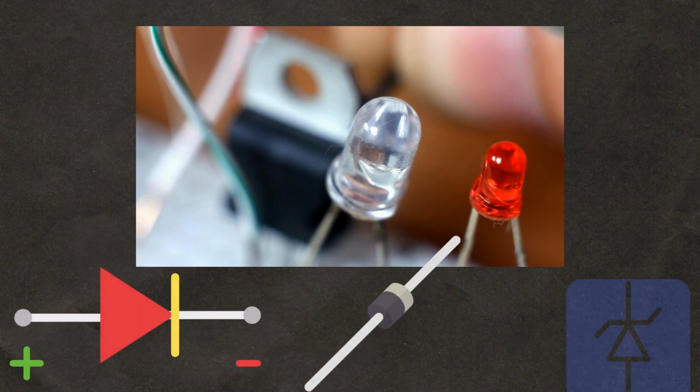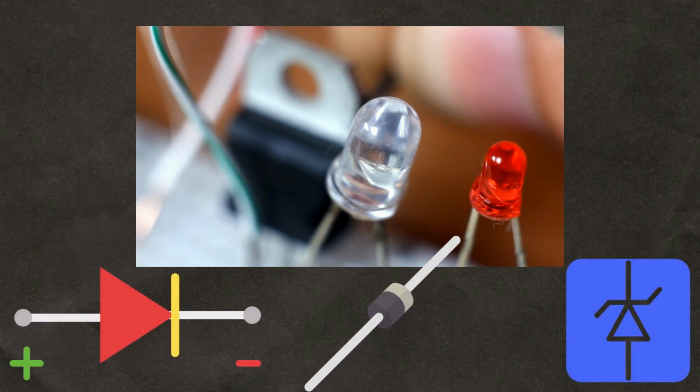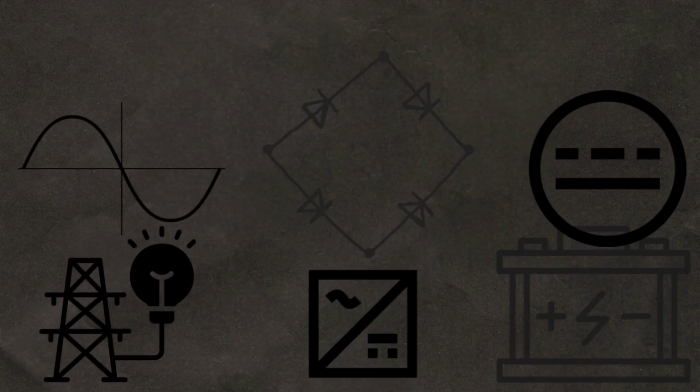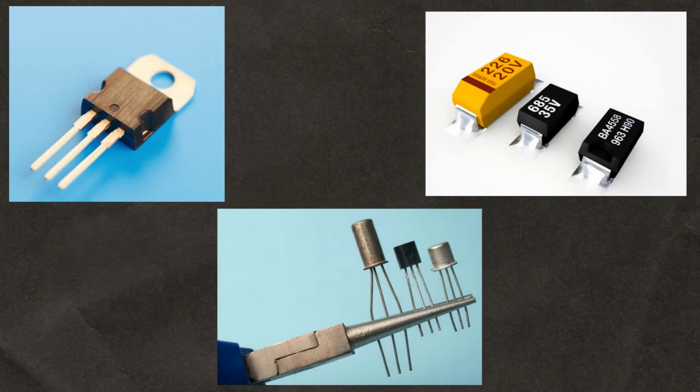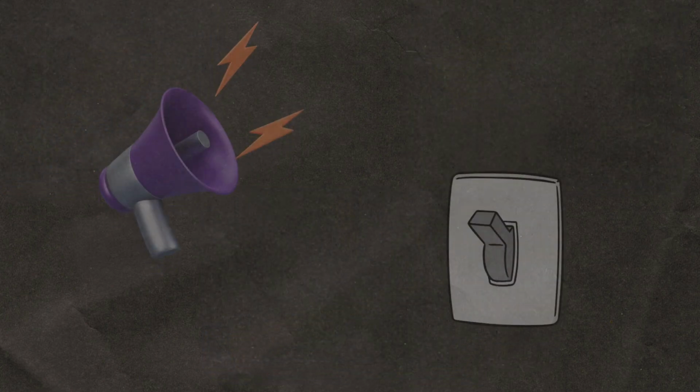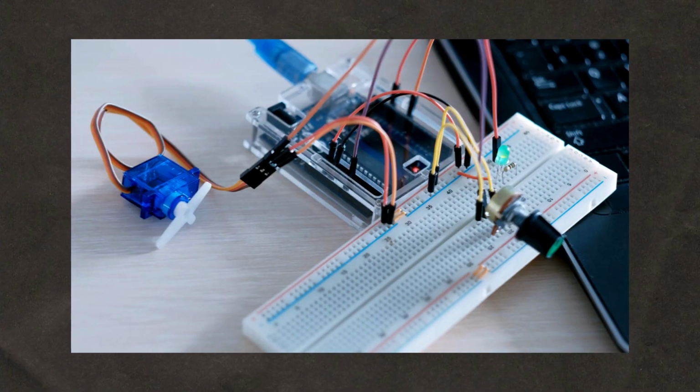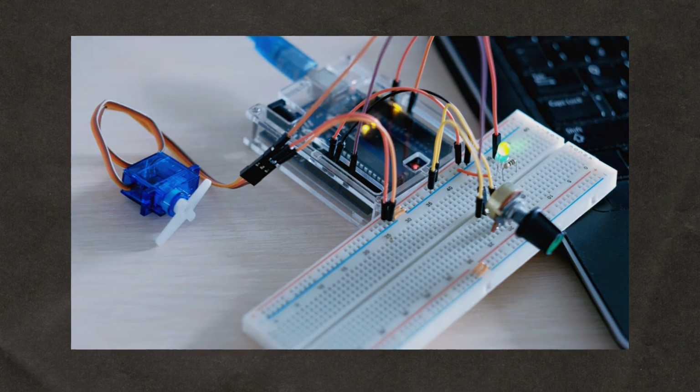A diode allows current to flow in one direction only, acting as a one-way valve for electricity, and is commonly used for rectification, converting AC to DC. Transistors are semiconductor devices used to amplify or switch electronic signals. Microcontroller basics. A microcontroller, MCU, is a compact integrated circuit designed to perform a specific task in an embedded system.